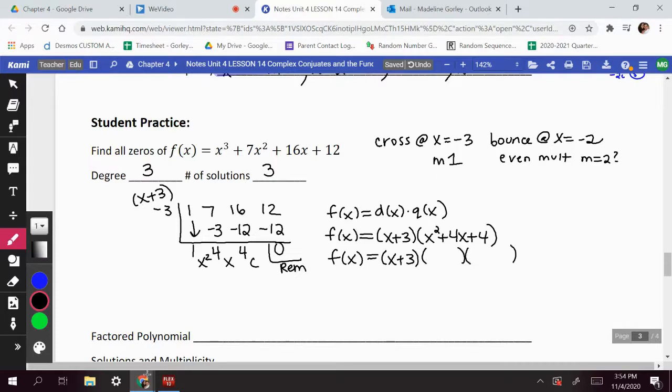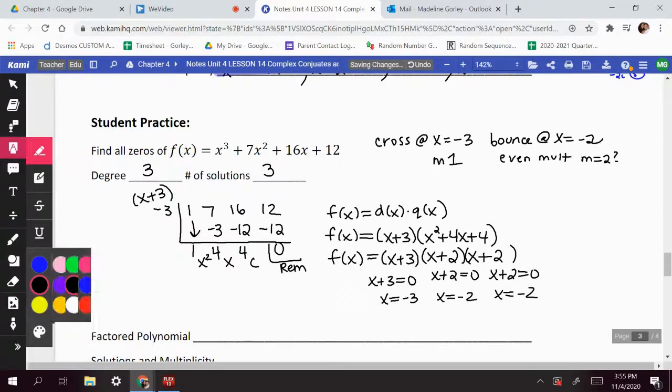And if I factor down that trinomial, x times x is x squared. 2 times 2 is 4. And I'm going to put plus signs. And so there we go. If I set each factor equal to 0 and solve, I would end up with x equals negative 3, x equals negative 2, and x equals negative 2. So there you go. There's my 3 solutions.